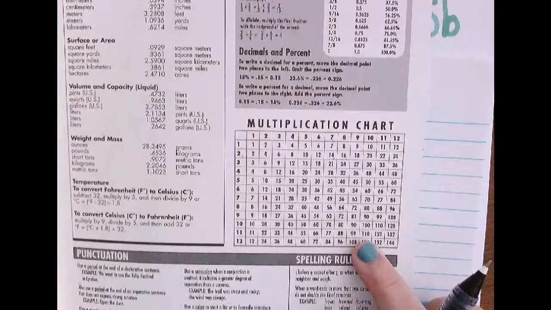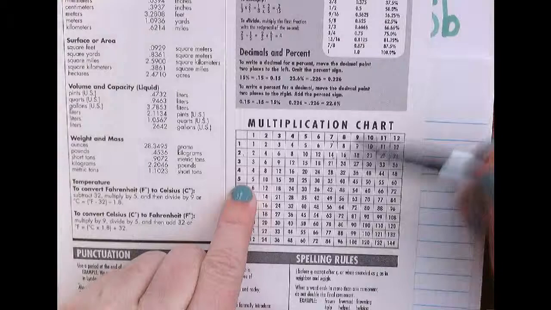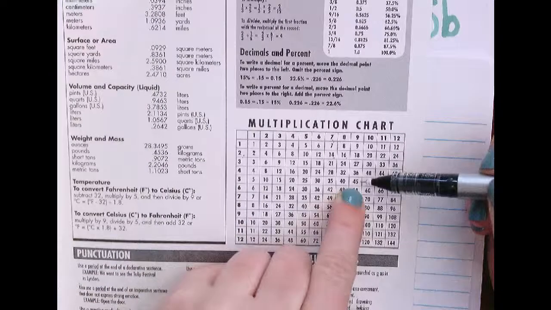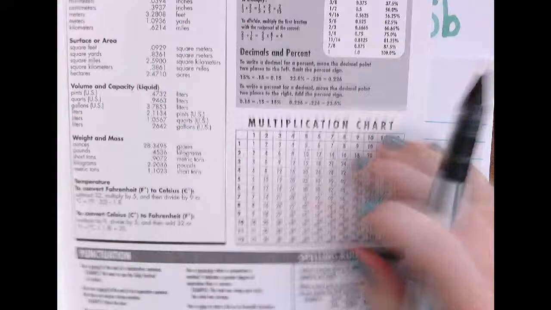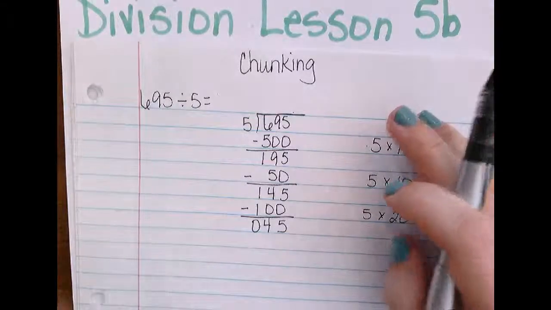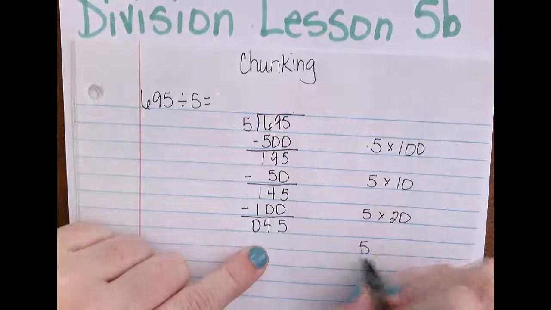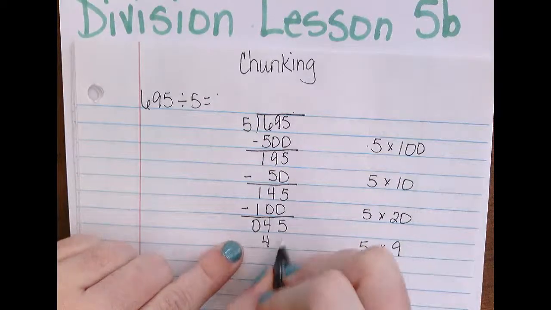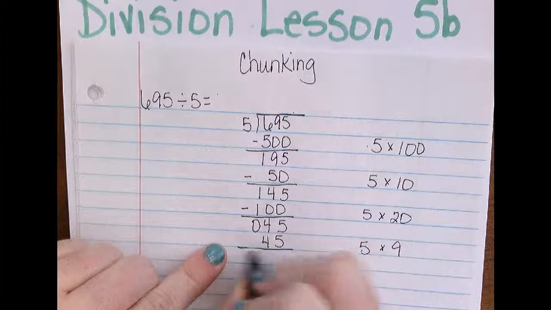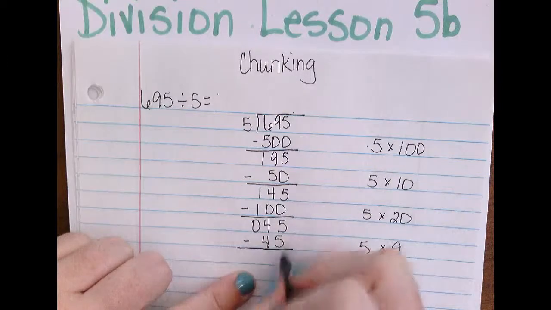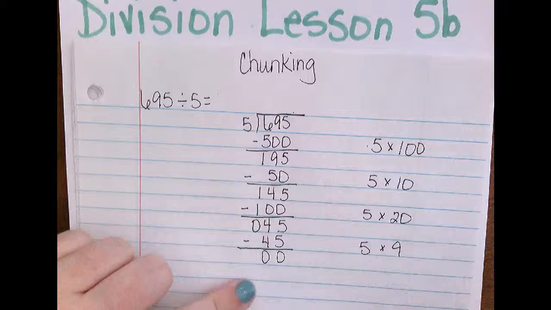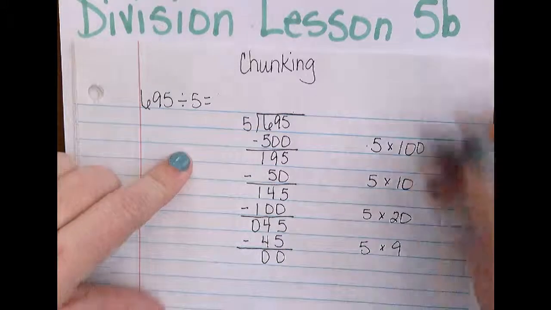So I'm going to take a look at my multiplication chart. 5 and 9, why, they sure are. 5 times 9 is 45. So I'm going to do 5 times 9, because that is 45, and that's going to get me finished for this round. 5 minus 5 is 0, 4 minus 4 is 0, and 0, and I have no remainder.